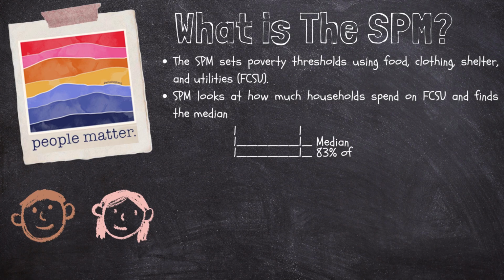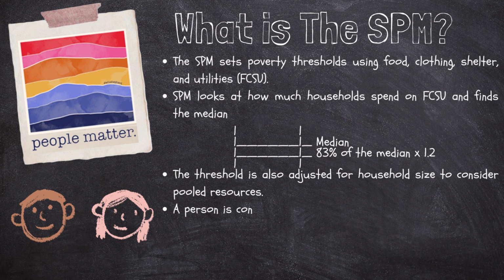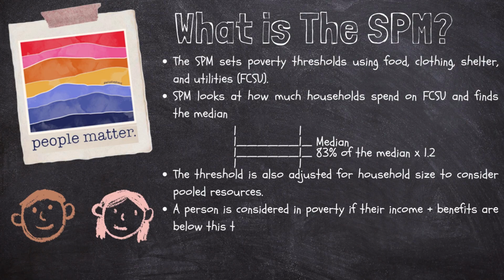This is intended to add wiggle room for nicer products in some areas and spending on items outside of the necessities. The FCSU median is readjusted for the composition of the household based on whether or not people live together and pool resources. In our measurement, individuals who are in poverty are those below this threshold that we calculate using the FCSU when taking into account their benefits and income.